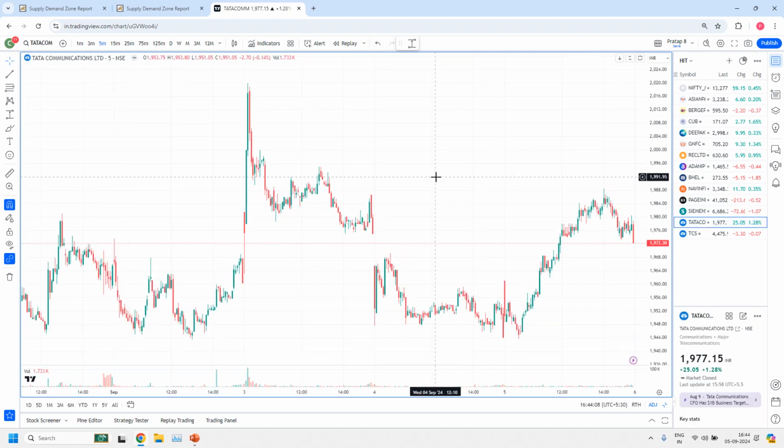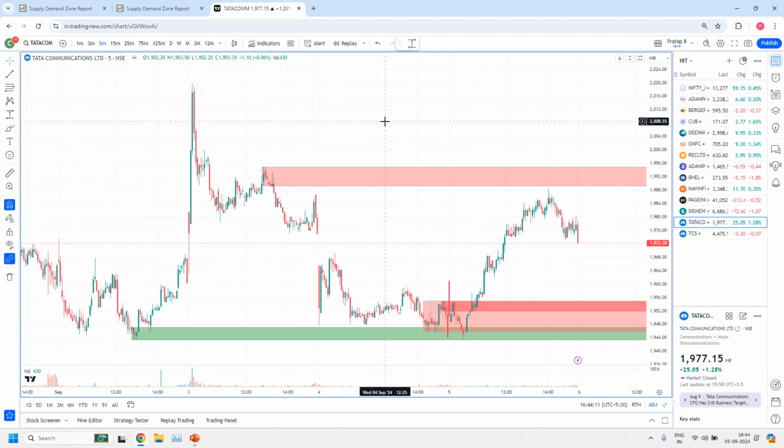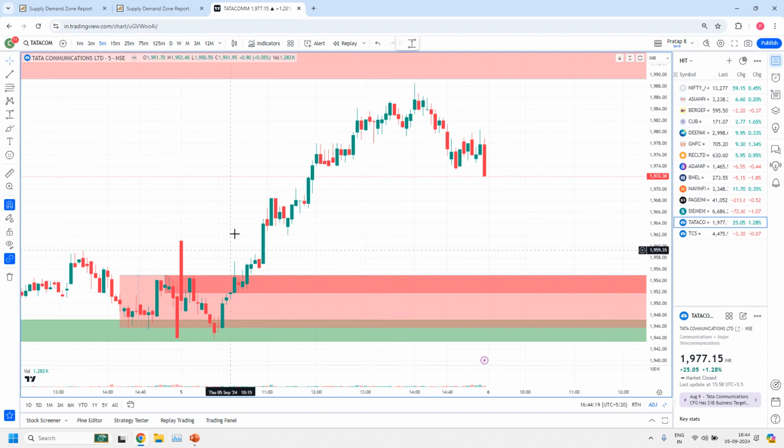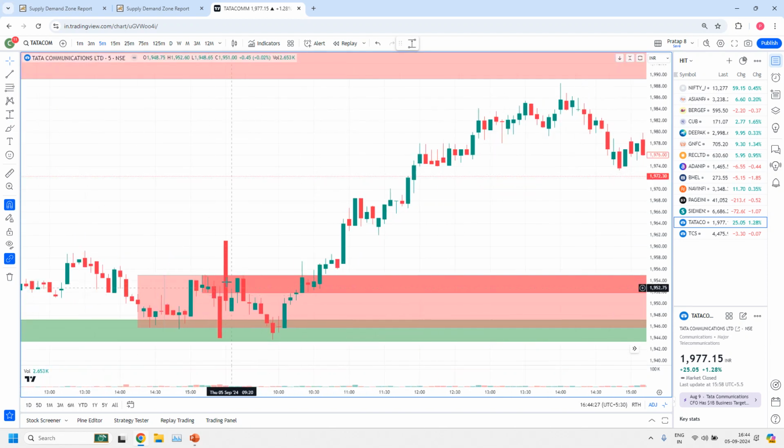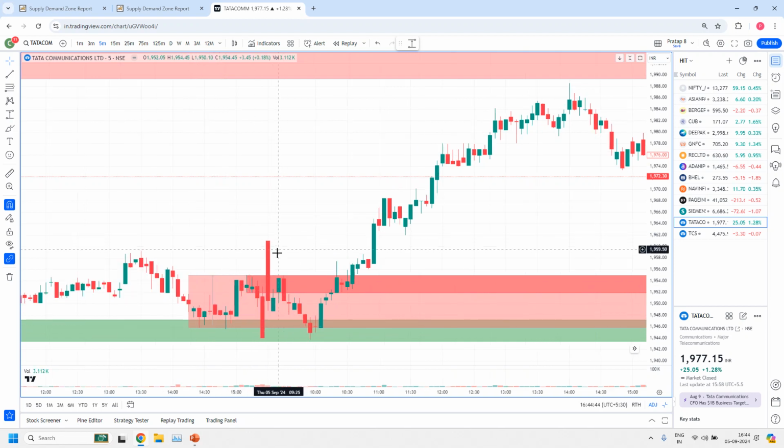Next one is Tata Communication. In Tata Communication, you have a 5-minute supply zone. In this 5-minute supply zone, we have a rally, 3 base candles and a drop candle. Or this also you can consider a rally, 1, 2, 3, 4 base candles and a drop candle. This zone was created yesterday.